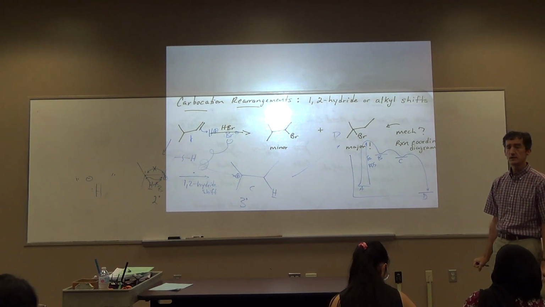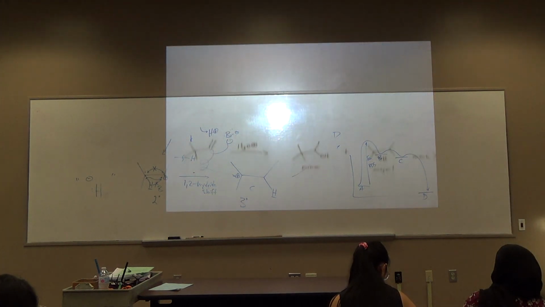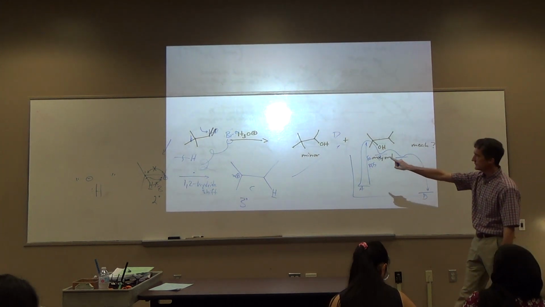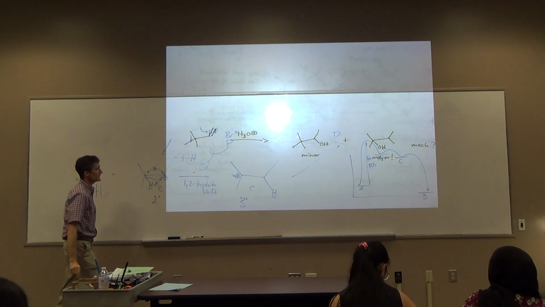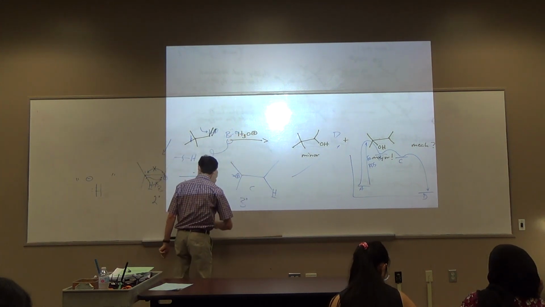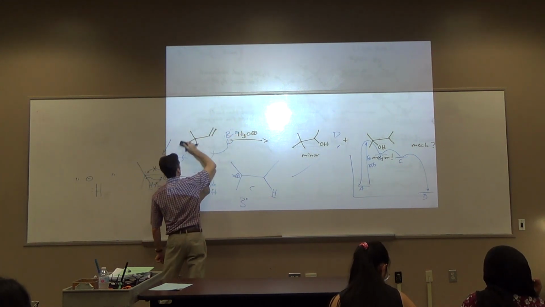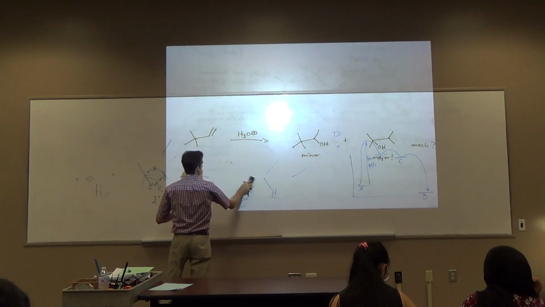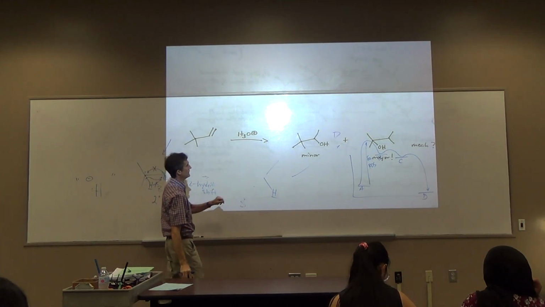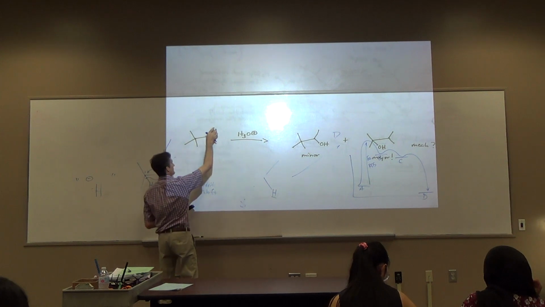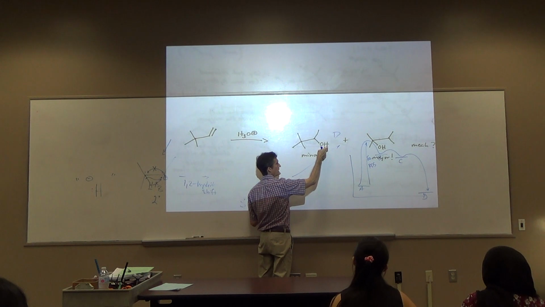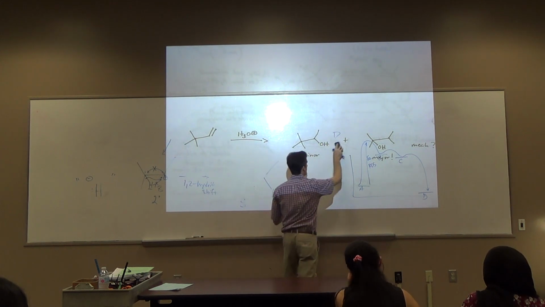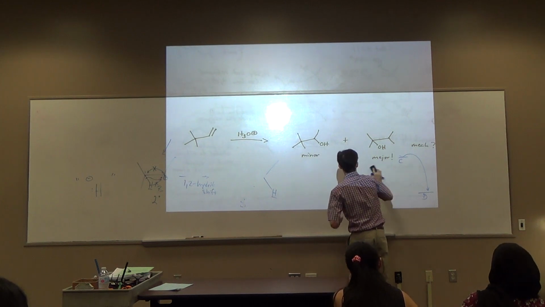Everybody good? Carbocation rearrangement. How about the reaction below? If you take this alkene reacted with aqueous acid, of course this looks like a hydration reaction, right? It gives an alcohol. But where are you going to make cation, top or bottom? Bottom. Water attacks carbocation, loses an H from oxygen, making this alcohol. But that's a minor product.